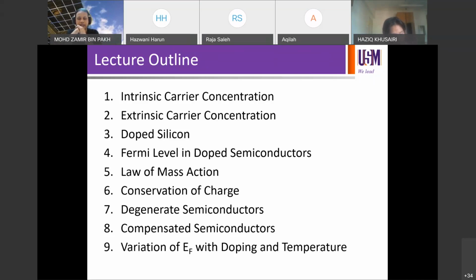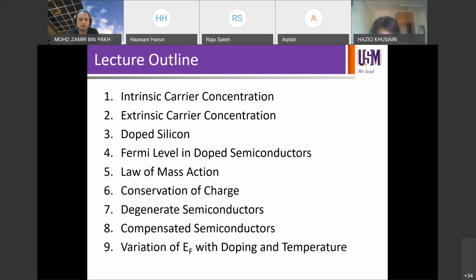Conservation of charge. Okay, when you dope, what happens to the ionized dopants and stuff? Then degenerate semiconductors, which refers to when you dope your semiconductors too heavily, either p-type or n-type. If you dope above a certain level, you will see the EF is too close to the band edge, either conduction band or valence band, and at that point, you will know that the semiconductor now becomes a degenerate semiconductor. It's no longer a normal semiconductor.